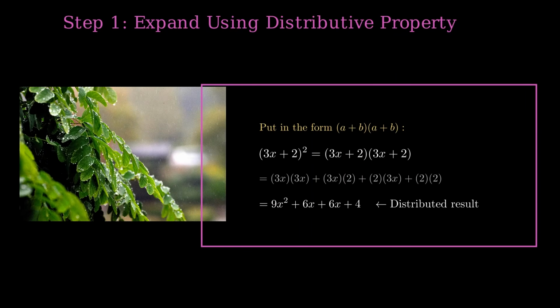The quantity 3x plus 2 squared is equal to 3x plus 2 times 3x plus 2. Now, we expand the parentheses using the distributive property. 3x times 3x is 9x squared, and 3x times 2 is 6x. Then, 2 times 3x is another 6x, and 2 times 2 is 4.